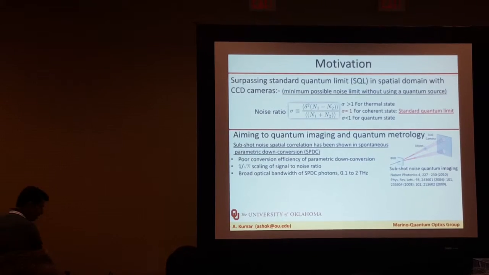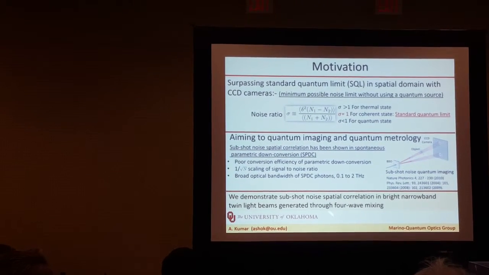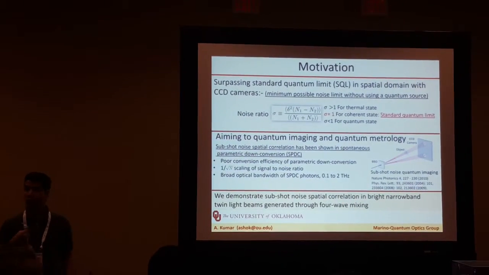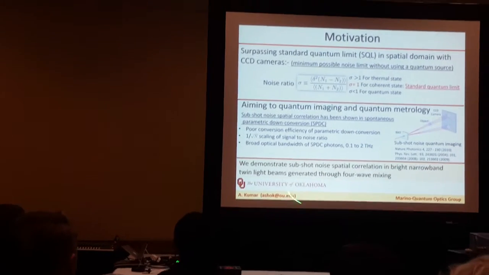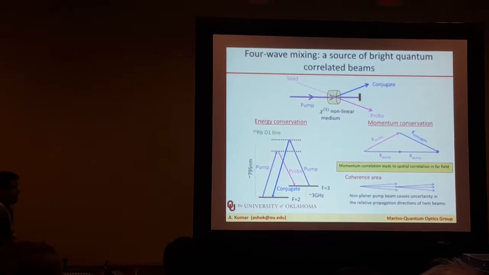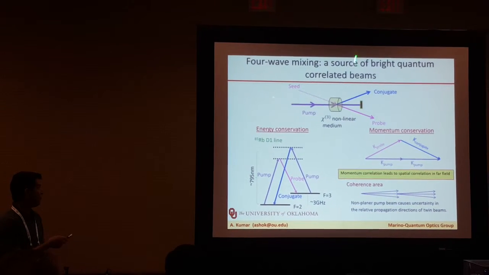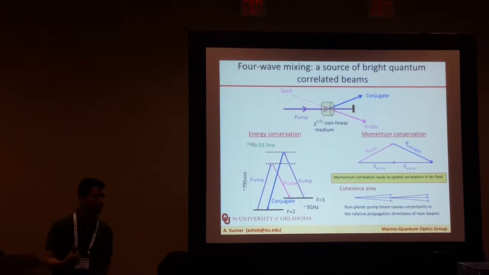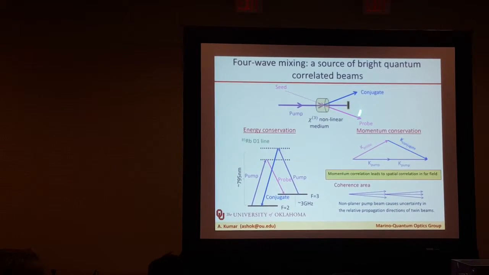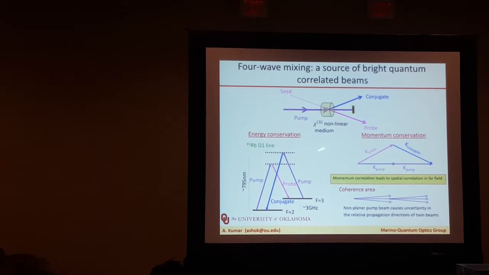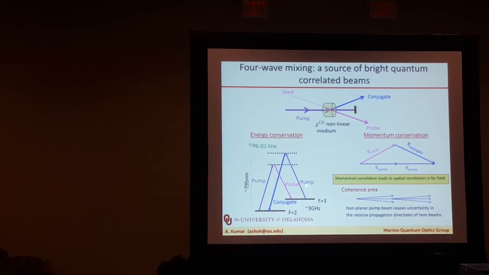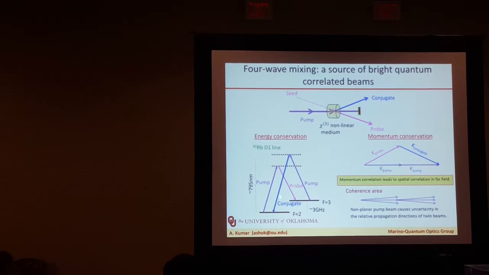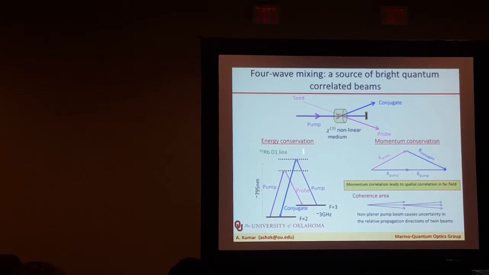To overcome all these limitations, we demonstrate sub-shot noise quantum correlation, or sub-shot noise reduction, with bright twin beams of light generated with a four-wave mixing experiment. As the quantum correlated beams, we are using four-wave mixing, a chi-3 nonlinear process that involves the interaction of 4 electromagnetic waves. Basically, we are using a rubidium vapor cell. Two pump photons are absorbed in the rubidium atomic vapor cell, and 2 quantum correlated beams called probe and conjugate are generated through the chi-3 nonlinear interaction.